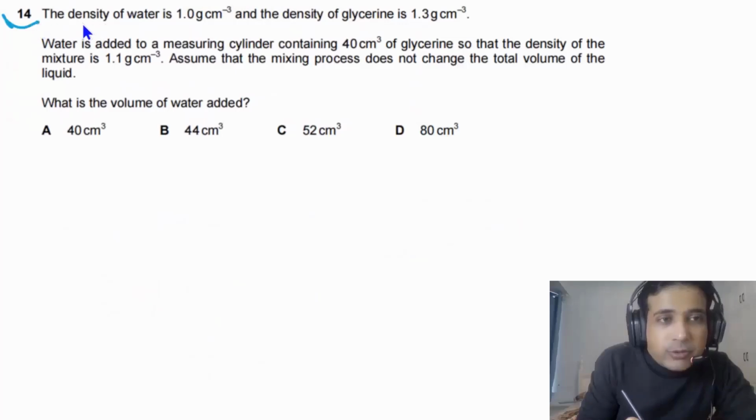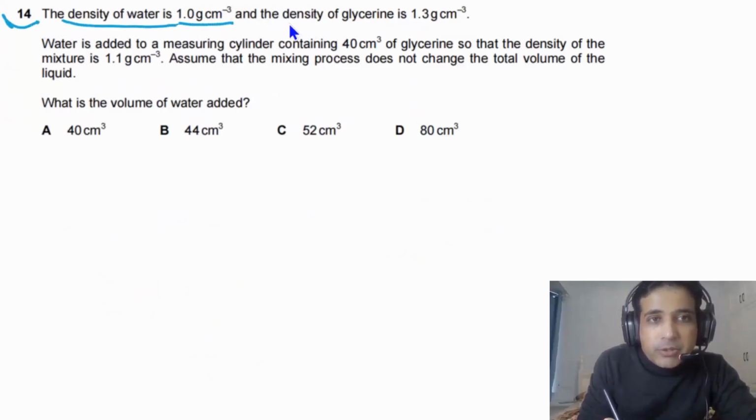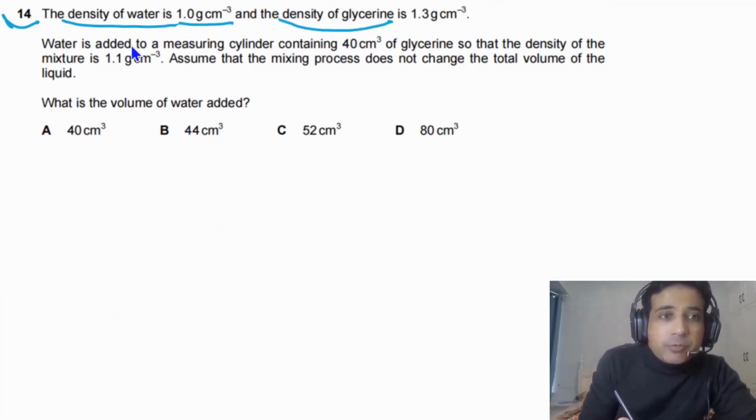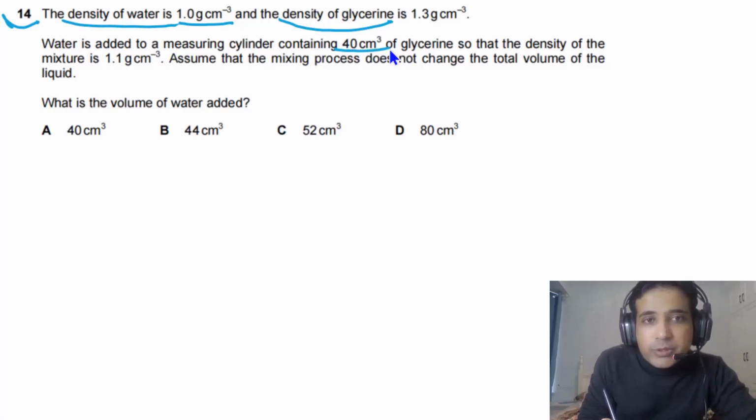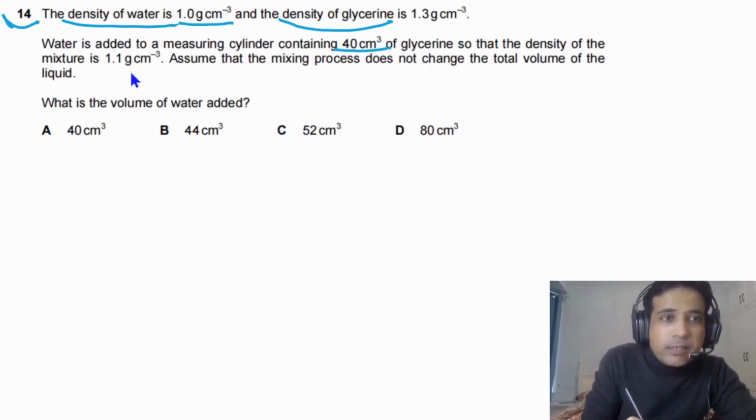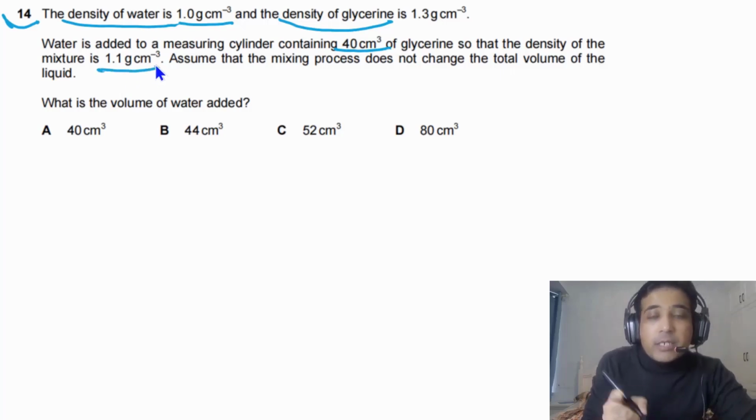For question number 14, it is given to us the density of water is 1.0 grams per cubic centimeter and density of glycerin is 1.3 grams per cubic centimeter. Water is added to a measuring cylinder containing 40 cubic centimeters of glycerin so that the density of mixture is 1.1 grams per cubic centimeter. Assume that the mixing process does not change the total volume of the liquid, and we need to find out what is volume of water added.